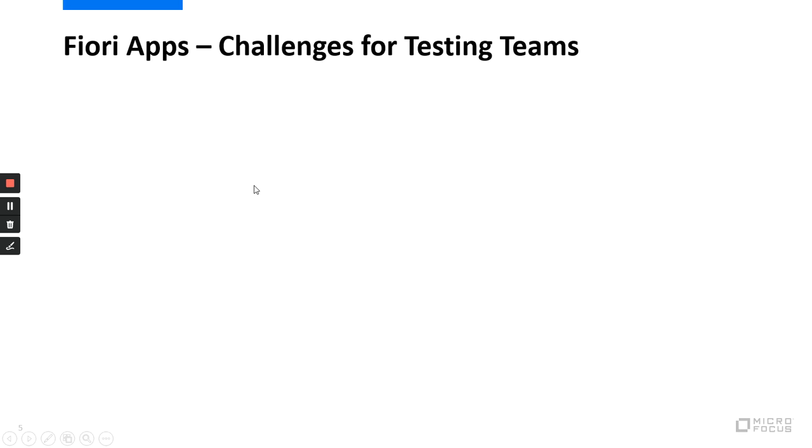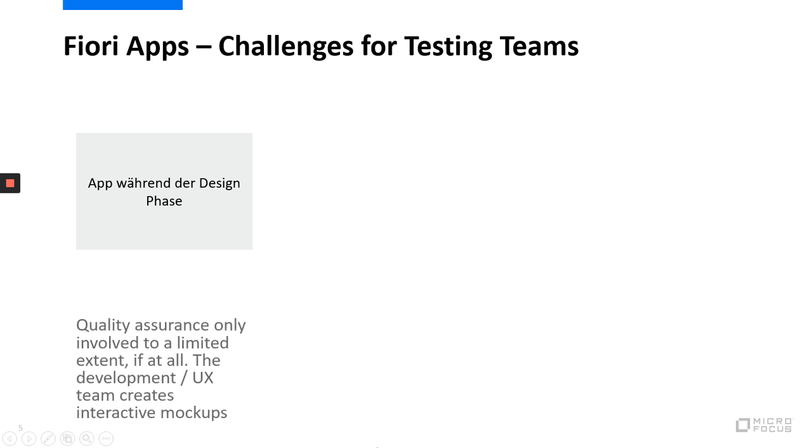So let's take a look at the challenges for the testing team, especially when we look into SAP Fiori automation. So how does the overall delivery process look? This is a very abstract description. You have the app when it's being developed, here in German, the app in the design phase. And what is the contribution here from the quality assurance team? They are not involved at all or only limited.